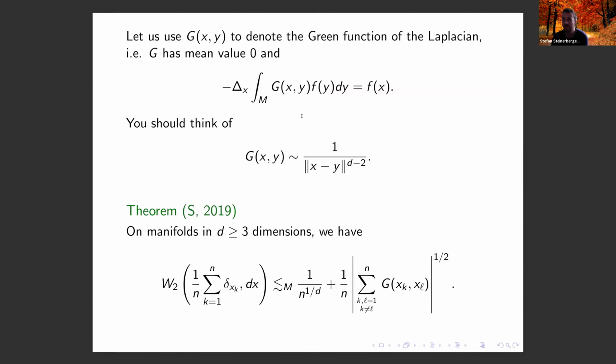Okay, so here's the theorem. This is the theorem that got me into this entire business in the first place. If you're in a 3-dimensional manifold or higher, then you can bound the Wasserstein 2 distance by two quantities. One is this unavoidable error, 1 over n to the 1 over d, which is also the best possible rate. And another quantity, the Green's function evaluated at all pairs of points, but not at the same point, right? That's undefined. That's when you divide by 0. And then you take a root of that. So there's this very nice estimate. It's just in terms of Green's functions, which is maybe a bit abstract, but I'll make it concrete in a second.